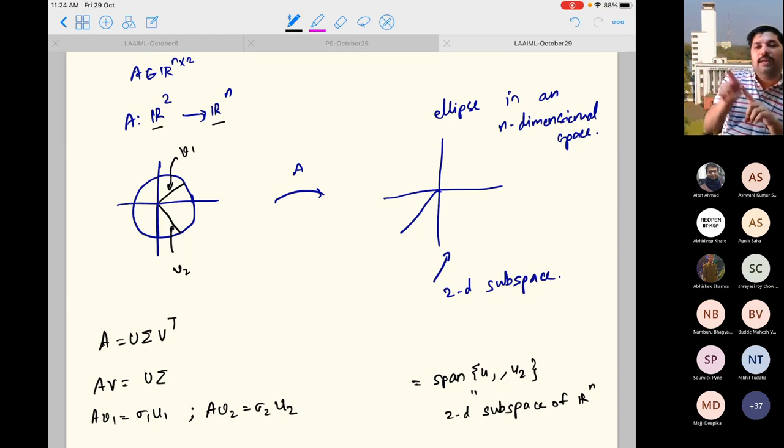So the U1 direction has maximum magnification. If sigma 1 is really bigger than sigma 2, that means I have a very high condition number for this matrix, sigma 1 by sigma 2. If the condition number is very high, can you imagine that the major axis length is very big compared to the minor axis length? So the ellipse that you are looking at in this two-dimensional subspace is almost going to be a line segment with length 2 sigma 1 in the U1 direction. So this is what is really happening.